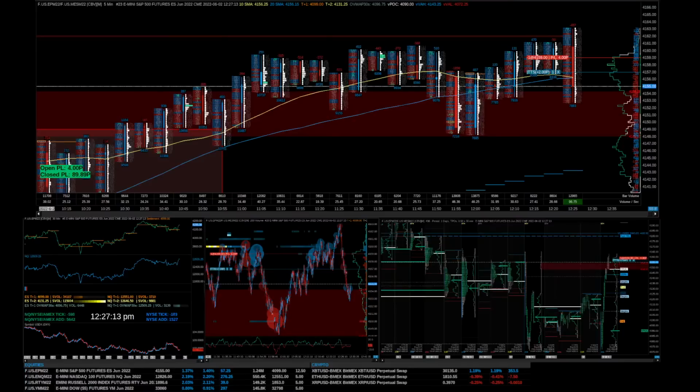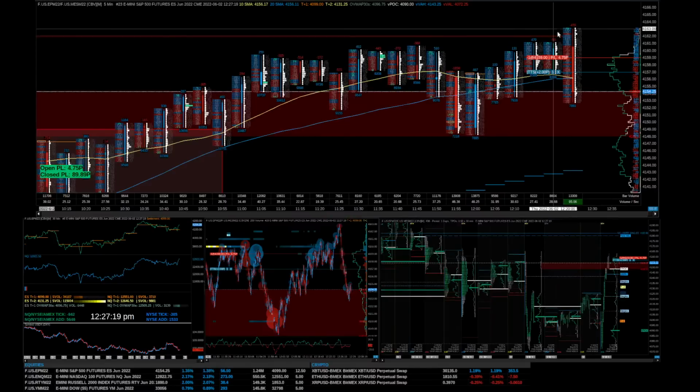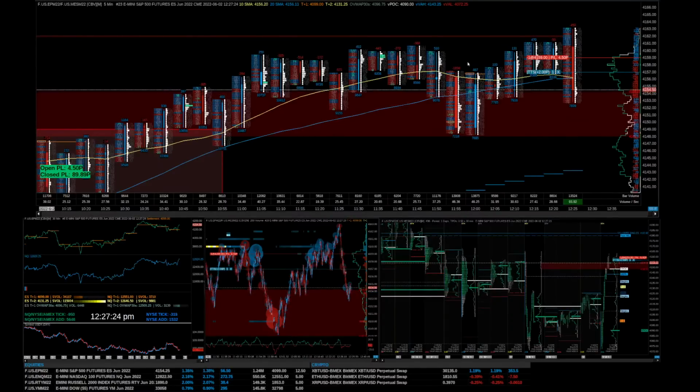Yeah, it's still in. So if I lock in 2 points and my stop was 5 points, it's not a great risk reward trade here. But where am I at in terms of profit? Let's see.